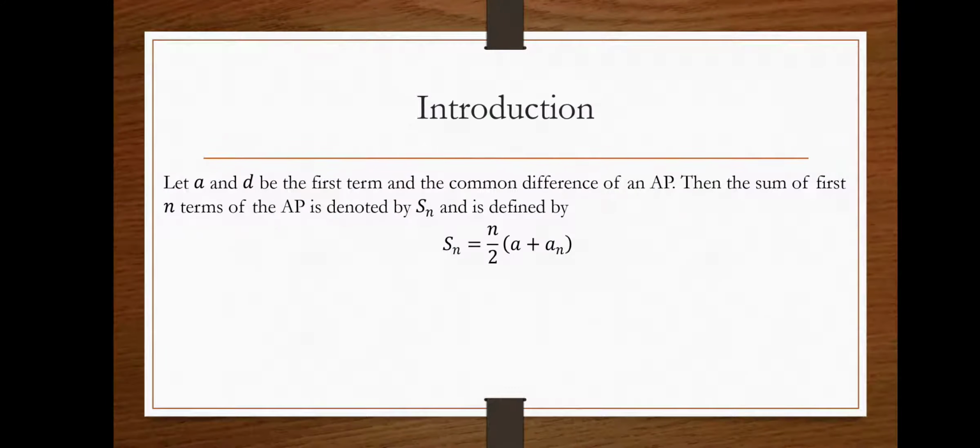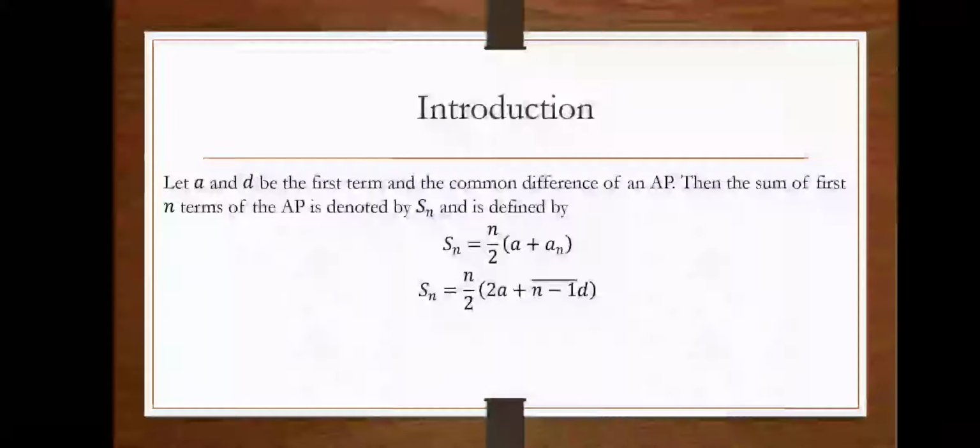So if I go by the formula of an, then it becomes n by 2 times (2a plus (n minus 1) times d), right? So now, as you have already done this in your previous class, let us just move into the problems and discuss a few problems.